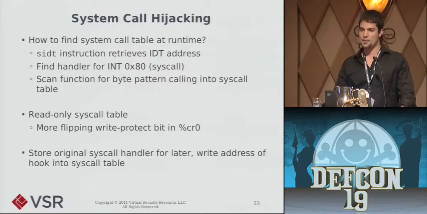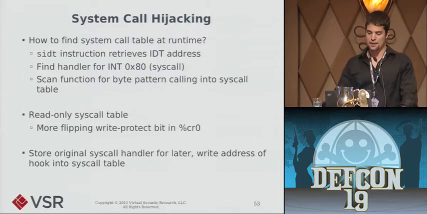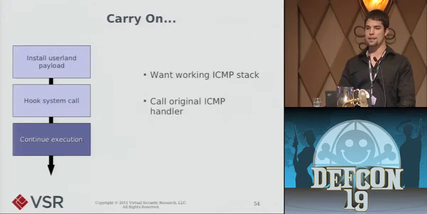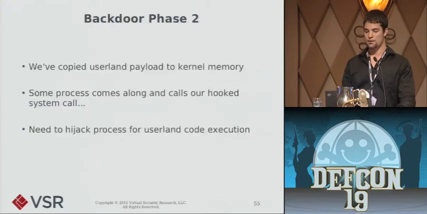The system call table on Linux is read-only, but we've already figured out how to get around that. We just flip that magic bit in CR0, and we can write to read-only memory. So what we do is keep that system call handler, whichever one we want to hook, for later, because we're going to need it, and we write the address of our hook code into the system call table. So now whenever someone calls that system call, it'll execute our code. Because we want the ICMP stack to keep working, we also call the original ICMP handler that we kept around, so the machine still pings.